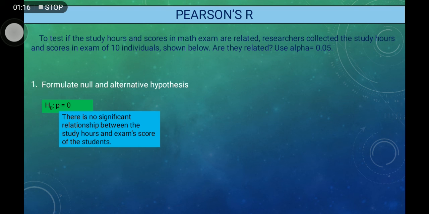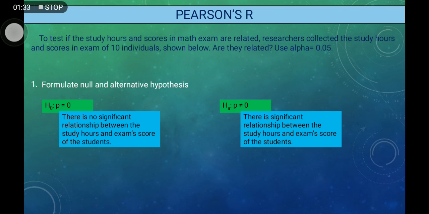While our alternative hypothesis, kapag hinahanap yung relationship ng dalawang variables, ang gagamitin nating sign is not equal. So, our alternative hypothesis is P is not equal to 0. Therefore, there is significant relationship between the study hours and exam score of the students.